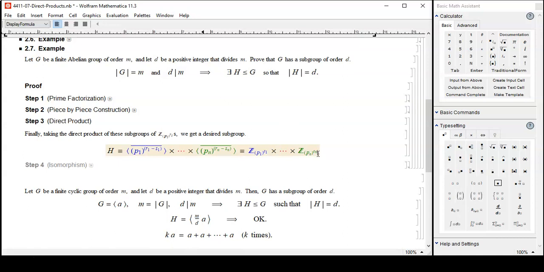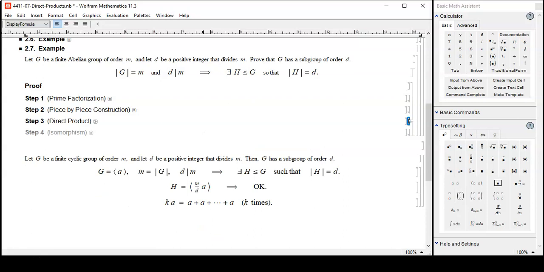So the conclusion, yes, we do have a subgroup H obtained by these direct products, and this is p1 to the s1 power times pn to the sn power, which is d. So that completes the proof, almost.